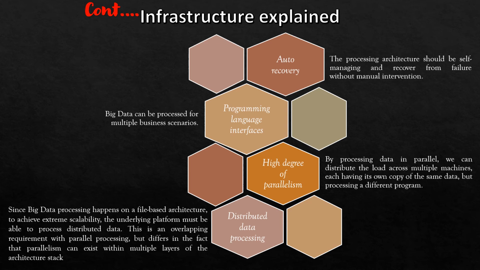Then the last one is distributed data processing. Since big data processing happens on a file-based architecture, to achieve extreme scalability, the underlying platform must be able to process distributed data. This is an overlapping requirement with parallel processing, but differs in the fact that parallelism can exist within multiple layers of the architecture stack. So it has to be parallel in order to achieve extreme scalability.